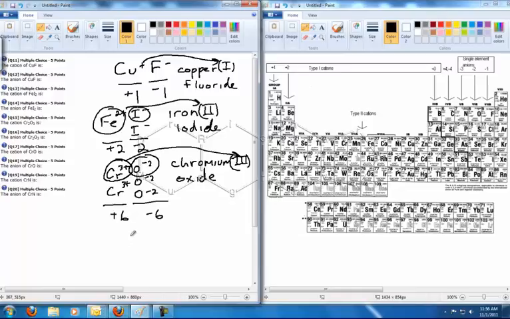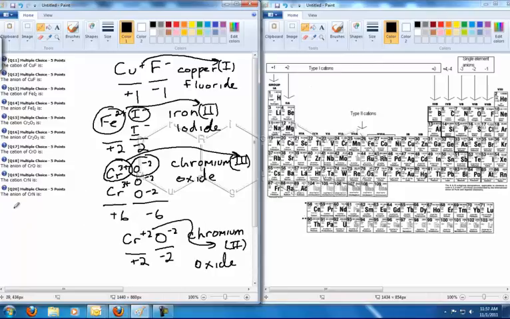Alright, looking at the next one, CrO. We've got 1 chromium and 1 oxygen. The charge is -2 on the oxygen, which means the total charge is -2. That means the total charge over here has to be +2, and the charge on the chromium is going to be +2. So the name on this one is going to be chromium 2 oxide. And the 2 here comes from the charge on the chromium, so we know it's chromium 2 oxide.